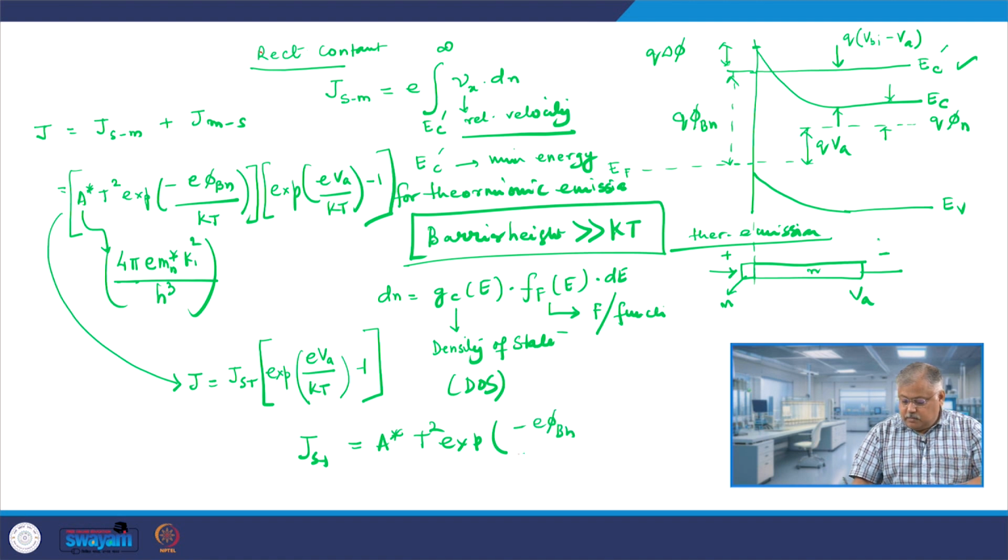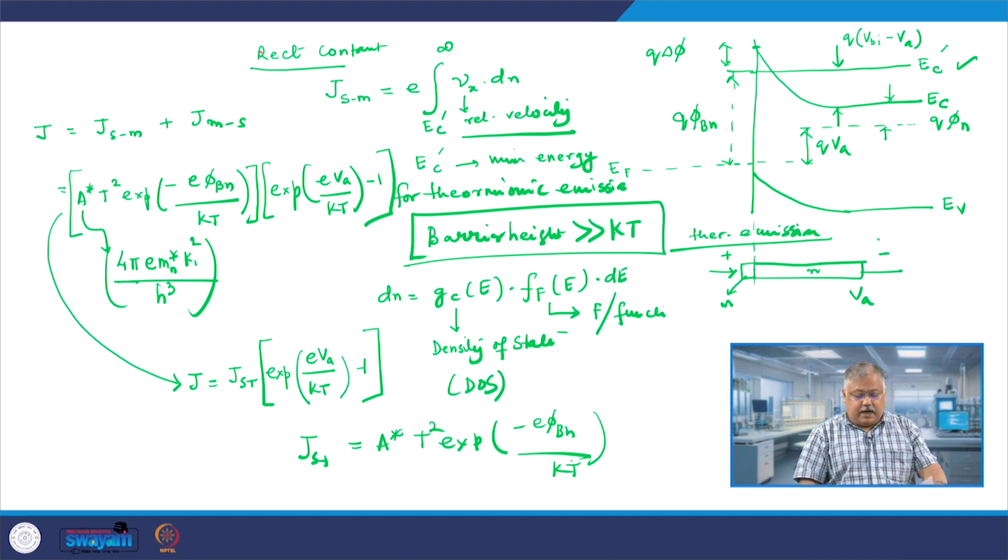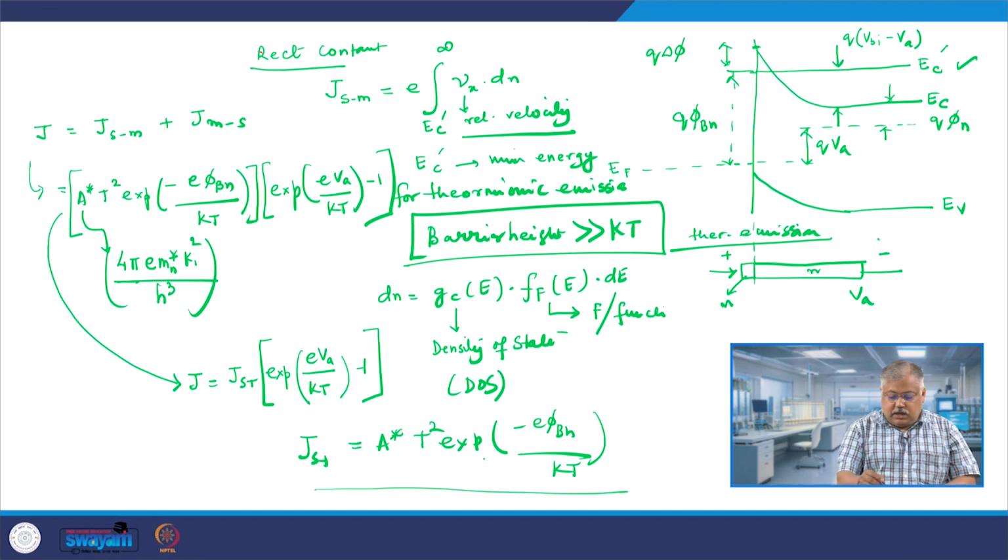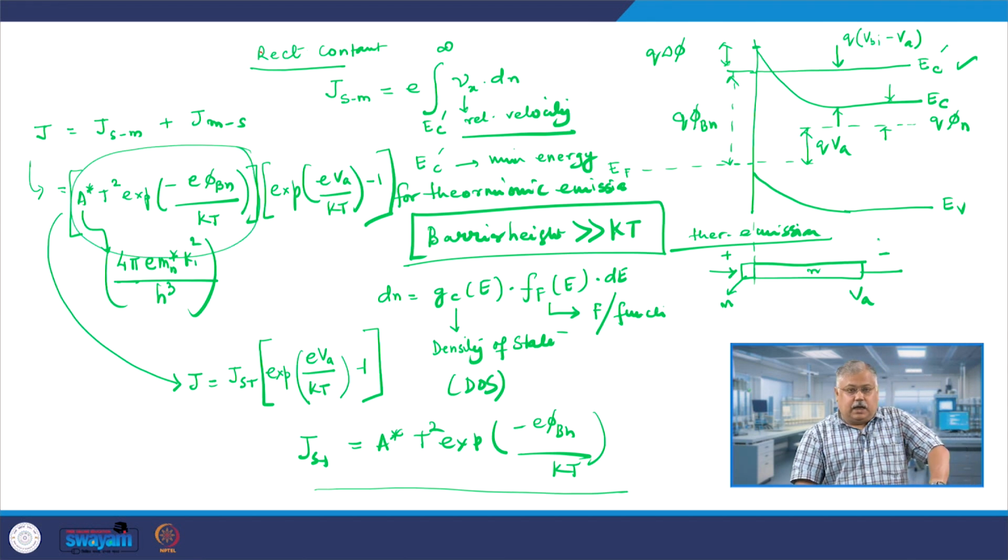What I am trying to tell you from all this discussion is that if you look at this particular point here, this is almost like the reverse saturation current which happens in the off state, and this is the forward current in a p-n junction diode, remember. So, I replaced this whole thing by the quantity known as JST, and then we have exponential eVA by kT minus 1 as the effective value of J in this case.